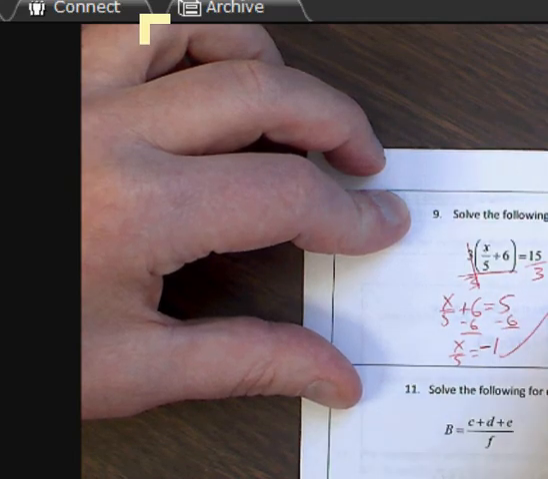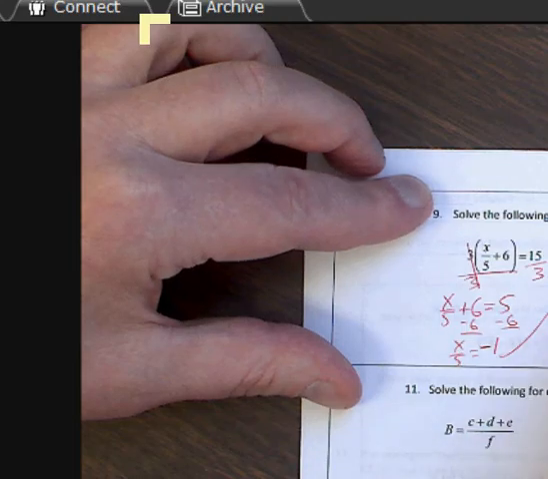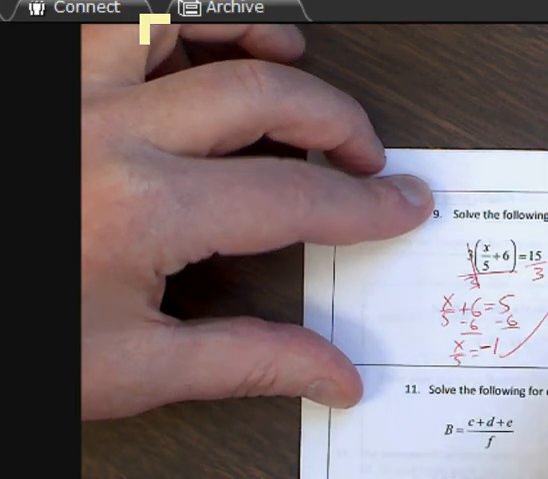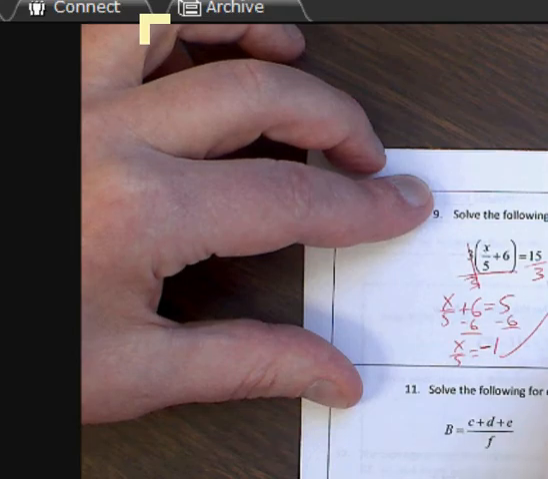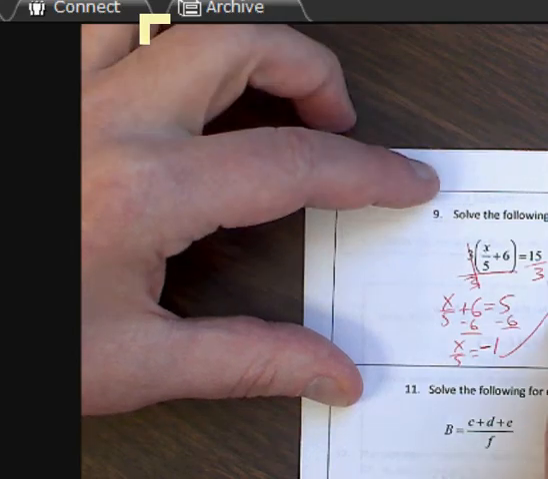I'm going to go up here. X over 5 equals a negative 1. I'm going to multiply by 5 on both sides. This cancels. I get x equals a negative 5.